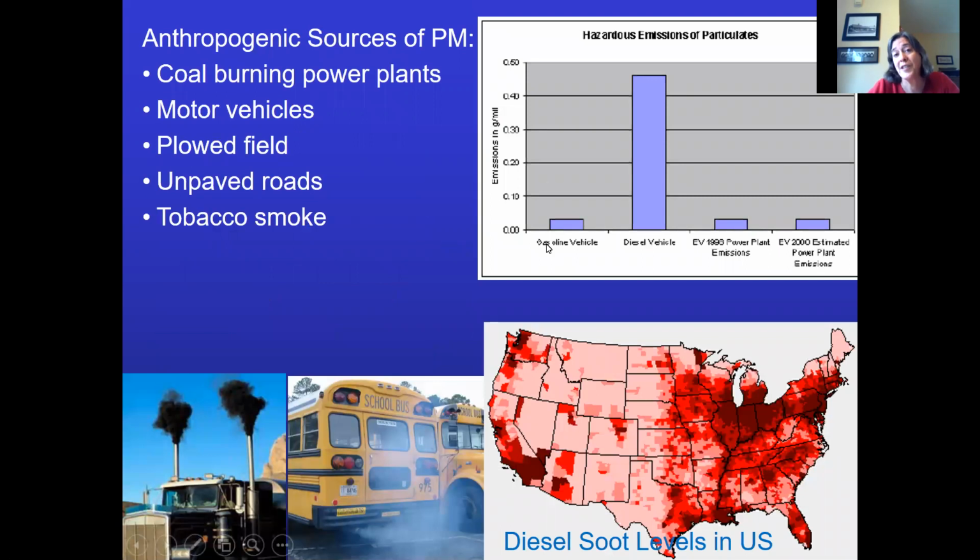So what are our sources of particulate matter? Coal burning power plants put out a certain amount of soot, even though we try to clean those up. Motor vehicles, you can see this truck, this is really a nasty example of it, but if you've ever been behind a school bus, that diesel fuel puts out a lot of particulate matter. Fields, plowed fields, that dirt that gets kicked up, unpaved roads, if you've ever driven behind somebody on a dirt road, tobacco smoke, those are all sources of particulate matter.